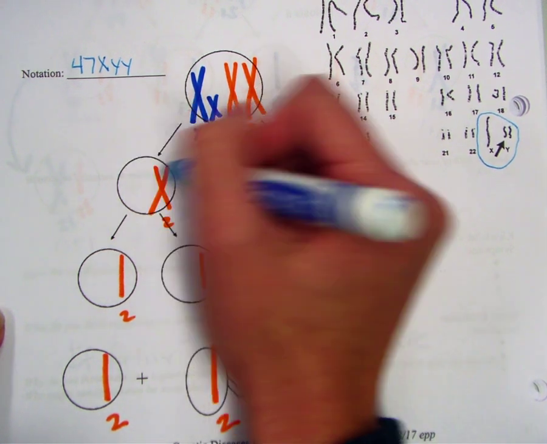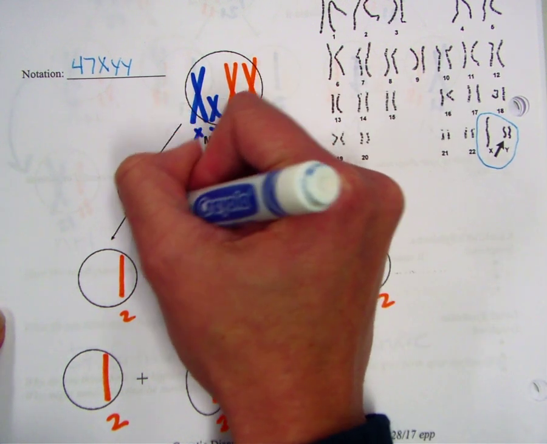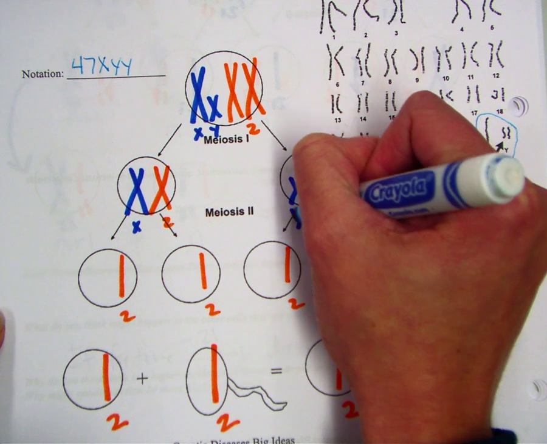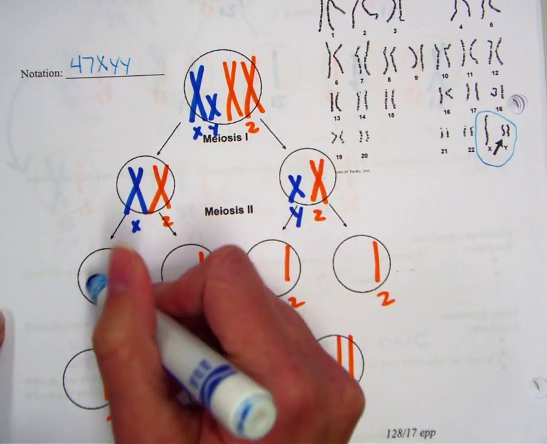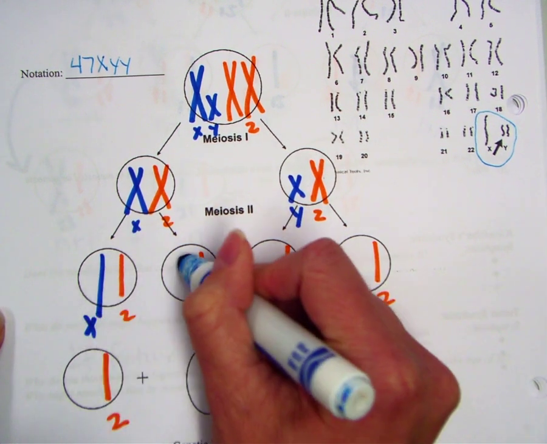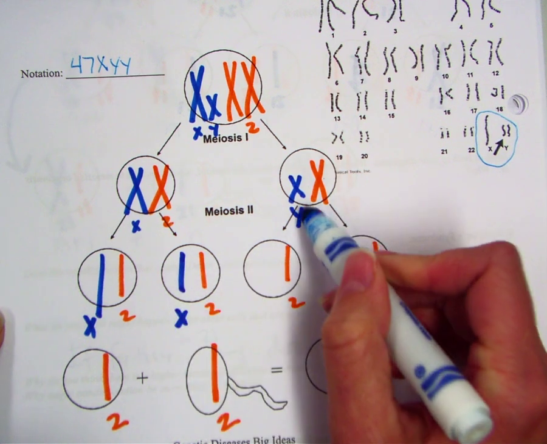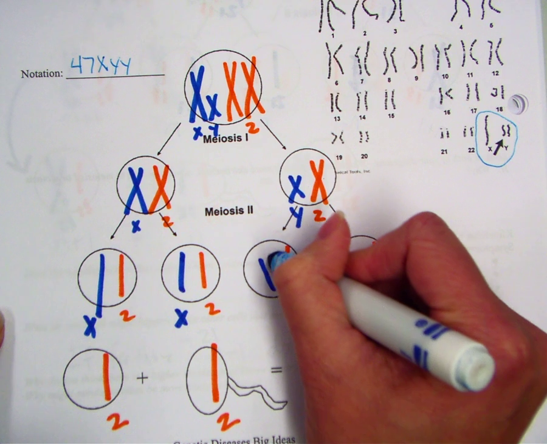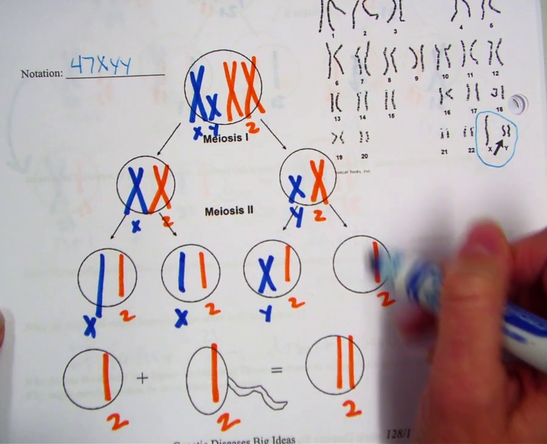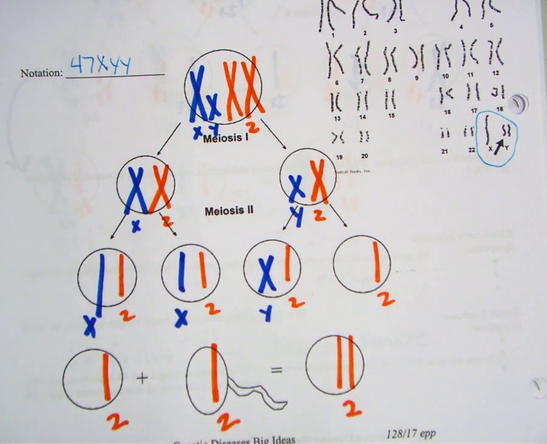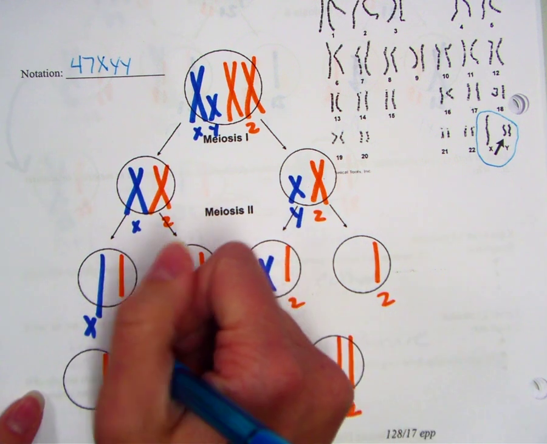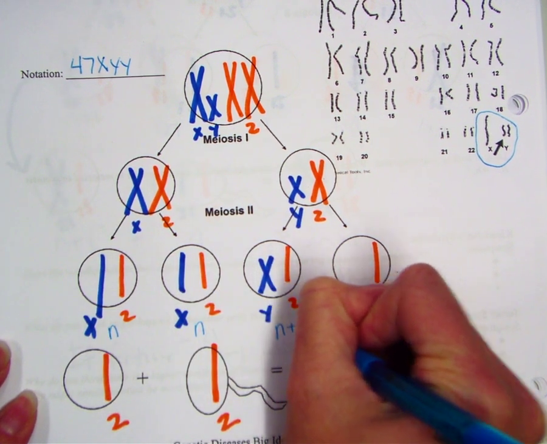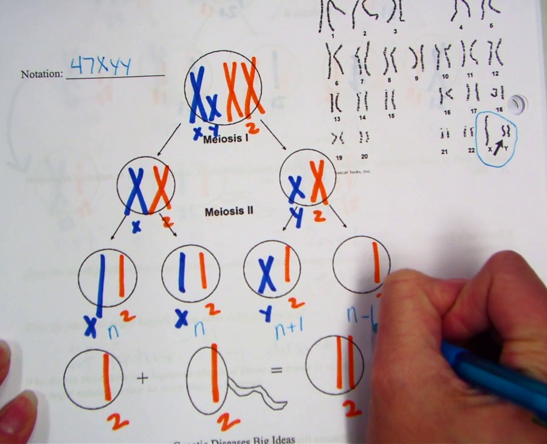So here, the X and the Y might split. And I'm marking X and Y. And the X might split like it should. But here, the Y, both of them might go one direction and none to the other. So if we were to mark this up, you would call this an N, we would call this an N, we would call this an N plus 1, and this an N minus 1.